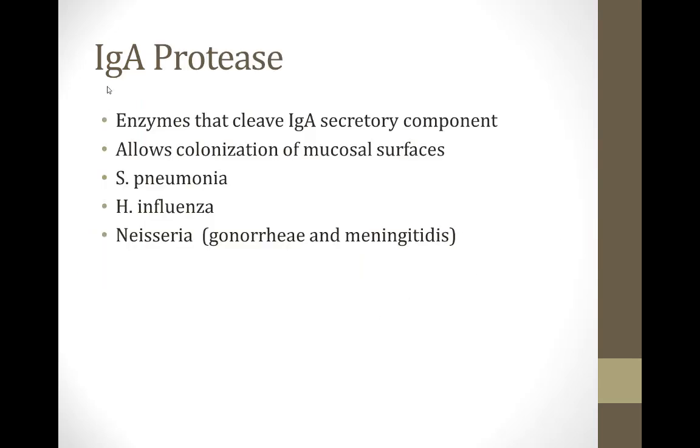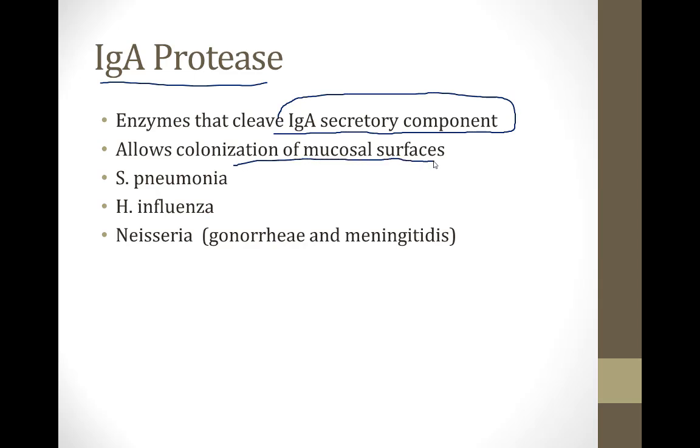There are some bacteria that have a virulence factor called IgA protease. This is an enzyme that cleaves IgA secretory component and makes the antibody less effective. It allows the bacteria to colonize mucosal surfaces, and this is an important virulence factor for strep pneumonia and H. influenza and also both types of Neisseria.